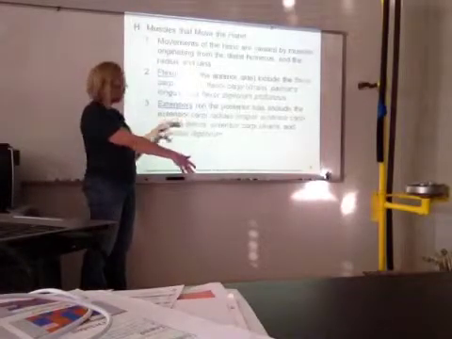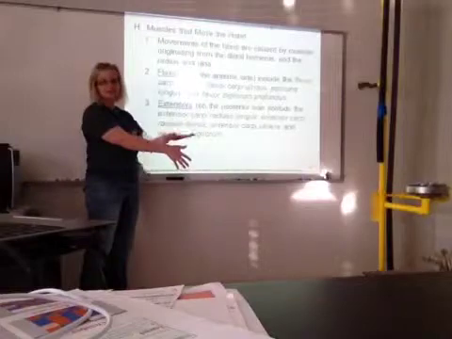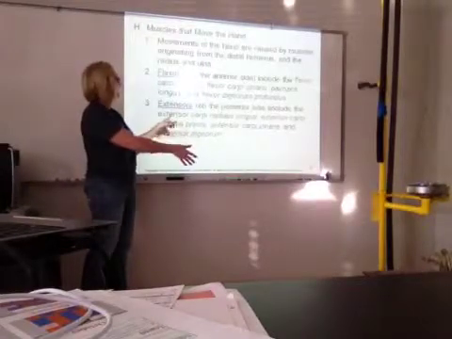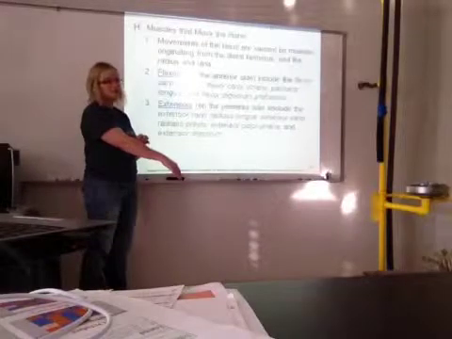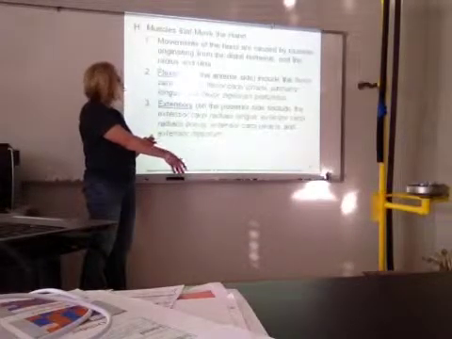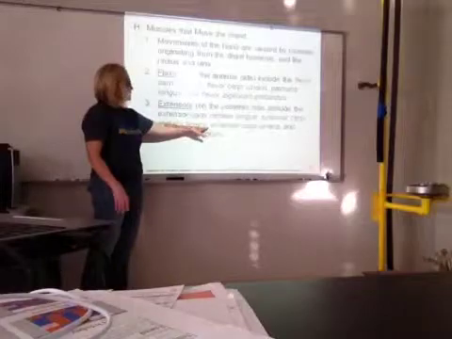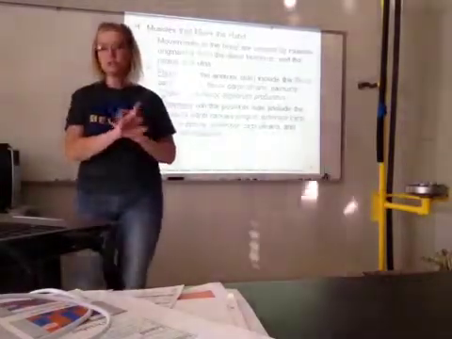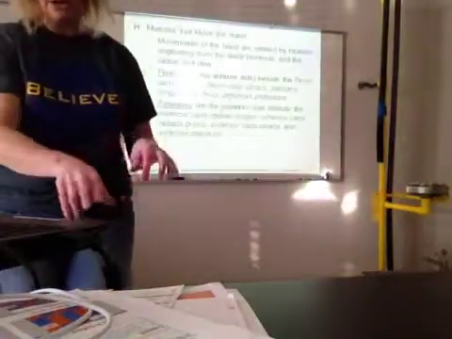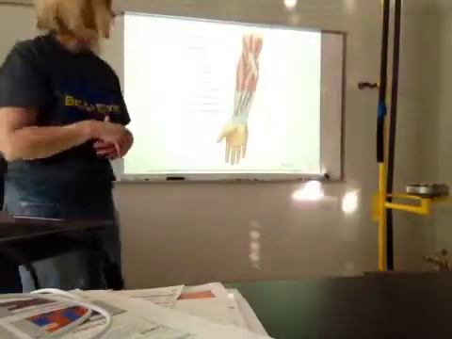Extensor carpi radialis. There again, look for your thumb, look for your pinky. Extensor carpi radialis brevis is actually a little bit closer to the side. Extensor carpi ulnaris, and then the extensor digitorum. That's the one that has all those tendons at the bottom.